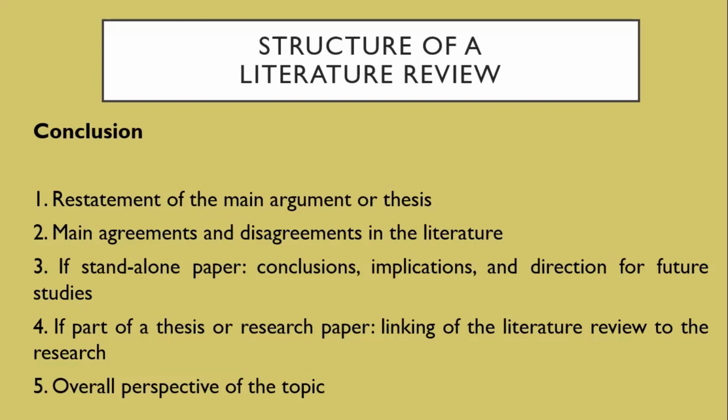Next is the conclusion. It includes your statement of the main argument or thesis, the main agreements and disagreements in the literature, and, for a standalone paper, conclusions, implications, and directions for future studies. If part of a thesis or research paper, it includes linking the literature review to the research. The next is the overall perspective of the topic. So you have to restate the main argument of the written literature on the topic. Provide still the significance of the topic in the study.